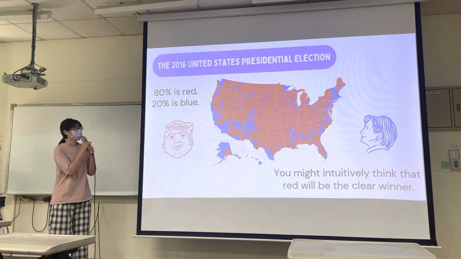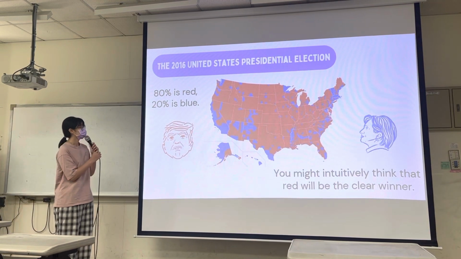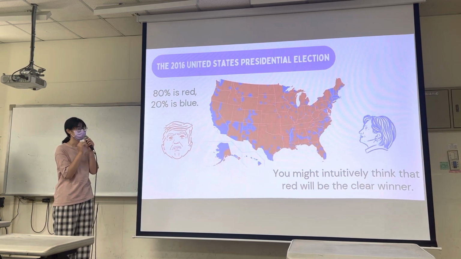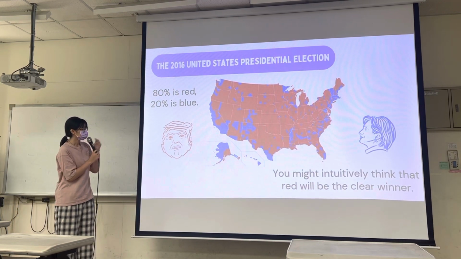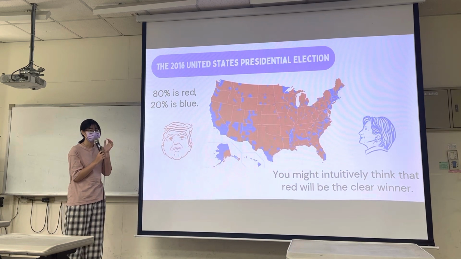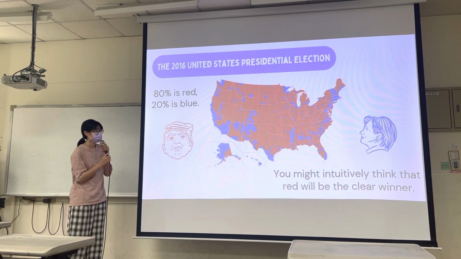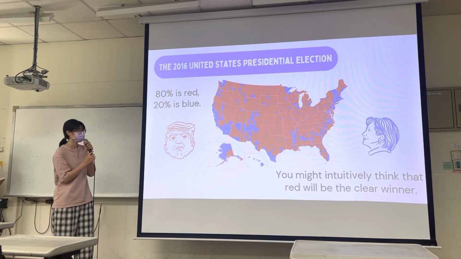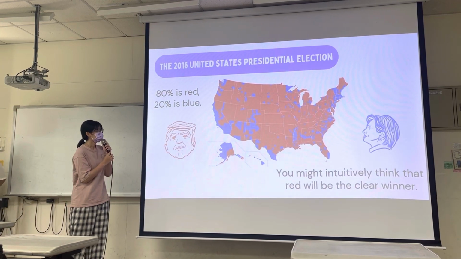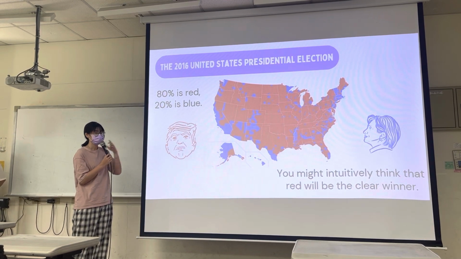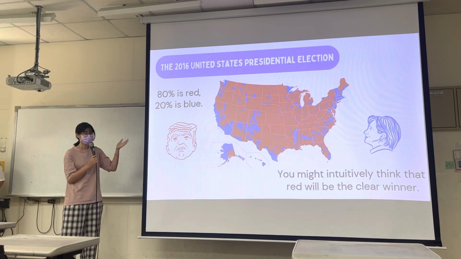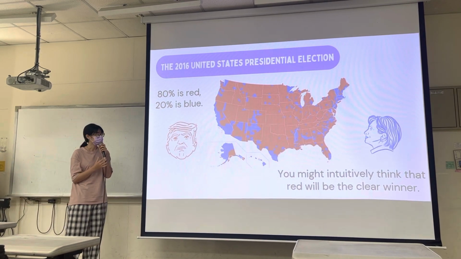Okay, now we will show two political examples. First, let's look at the 2016 United States presidential election. The red represents the Republican Party led by Donald Trump, and the blue represents the Democratic Party led by Hillary Clinton. And if we only see the map of the vote allocation, we will see that 80% is red and the remaining 20% is blue.